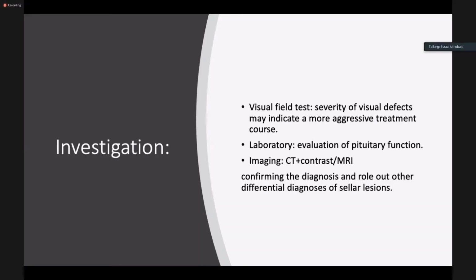Okay. Regarding investigation, we need to do a visual field test to know the severity of the visual defect, which might indicate that the patient needs aggressive treatment. We have to do lab tests to know if the tumor is secreting hormone or not, is it functioning or non-functioning. We have to do imaging, either CT scan with contrast or MRI. CT scan with contrast, as you know, is better to assess the bone if there is any defect or erosion. And MRI to assess the tumor itself, to confirm the diagnosis and rule out other differential diagnoses.